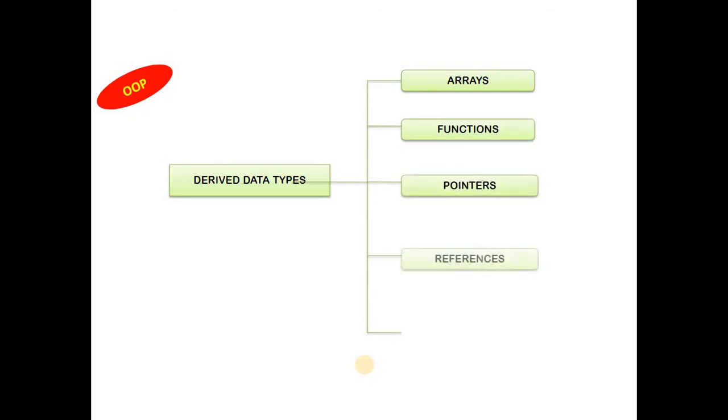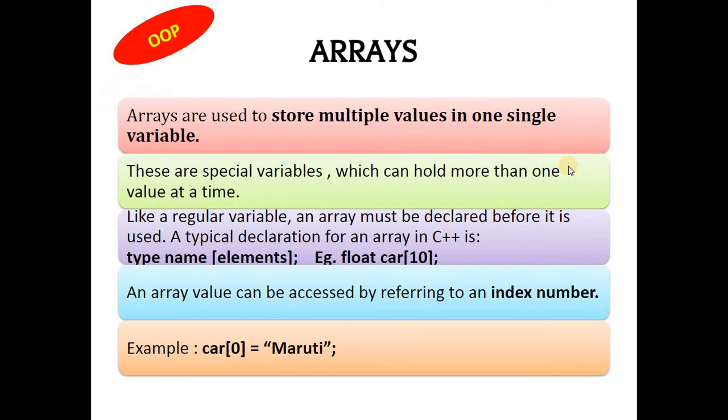So, derived data types, as we have already seen, are arrays, functions, pointers, references and constants. Constants can act as a derived data type, but basically there are four important ones: array, function, pointers and references. Why are they known as derived data types? Because they make use of fundamental data types to create themselves. So, arrays are the first data type.